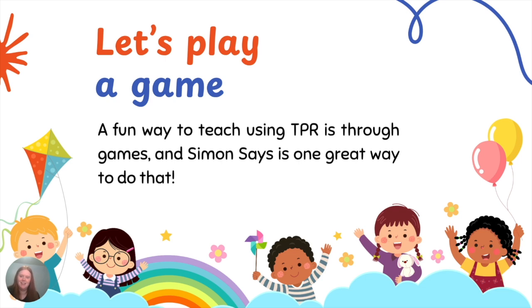Simon says fold your arms. Simon says clap 5 times. Stand up. I didn't say Simon says, so if you stood up, you're out. Simon says spin around. Jump 3 times. I didn't say Simon says. Simon says jump 3 times.